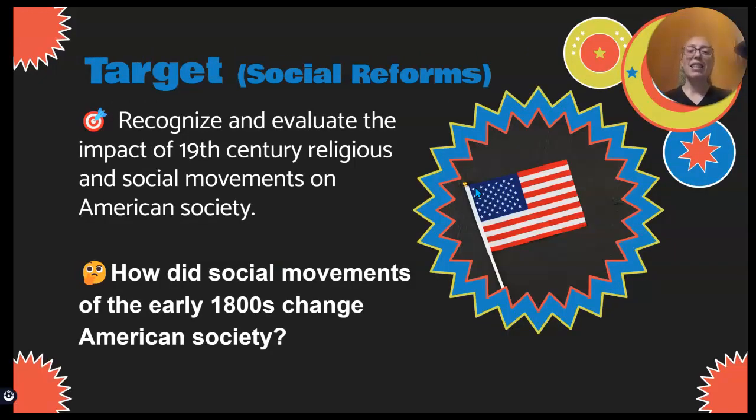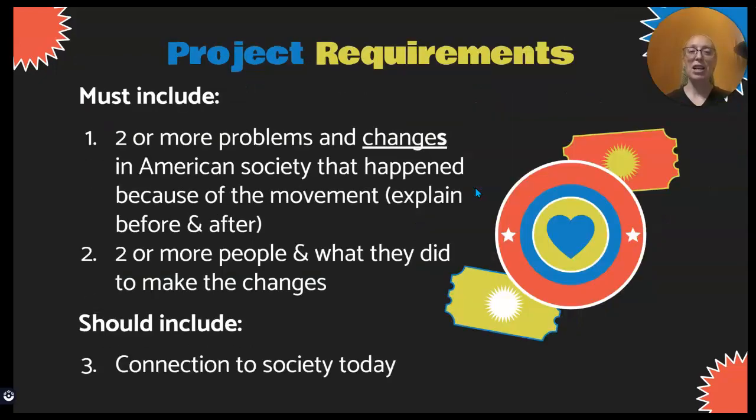The target is to recognize and evaluate the impact of 19th century religious and social movements on American society. So how did the social movements of the early 1800s change American society? We're looking at the changes. So your project must include 2 or more problems and changes in American society that happened because of the movement that you studied. Explain both what it was like before and after. And you also need to talk about 2 or more people and what they did to make those changes.